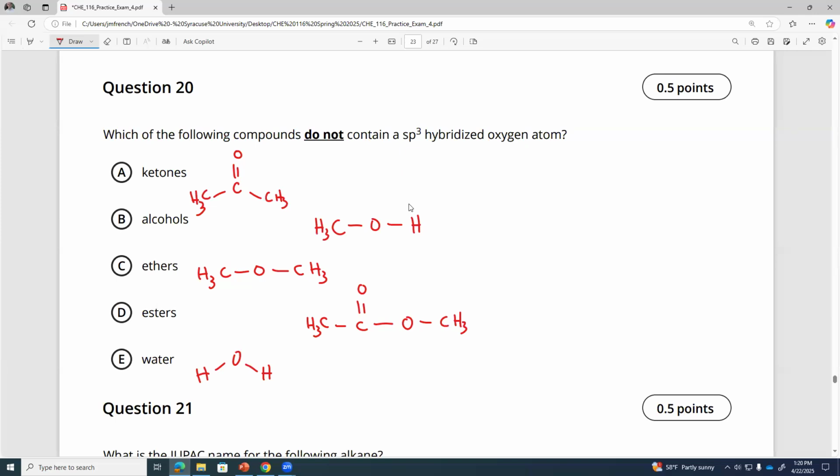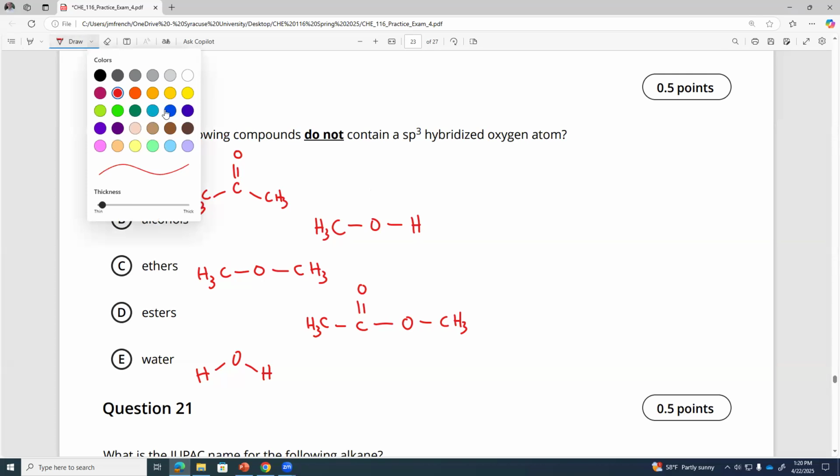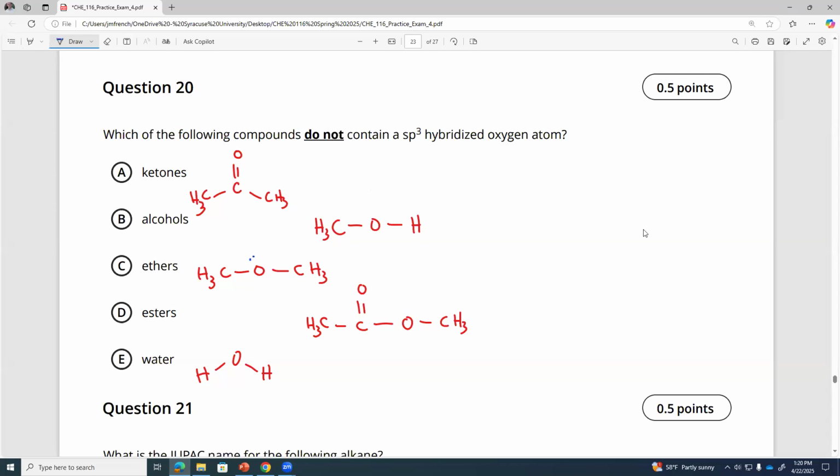So we should know the hybridization of carbon. If carbon has 4 substituents, we are sp3 hybridized. So like this carbon, I've got 3 branches to hydrogen, 1 bond to oxygen, so 4 bonds. That carbon in ether is sp3 hybridized, which makes the oxygen also sp3 hybridized. So sp3, sp3.